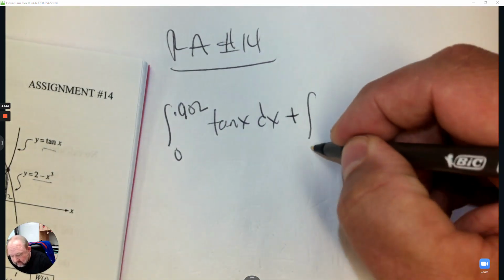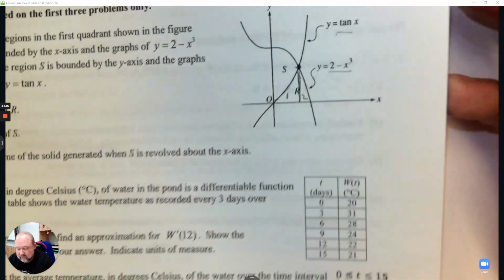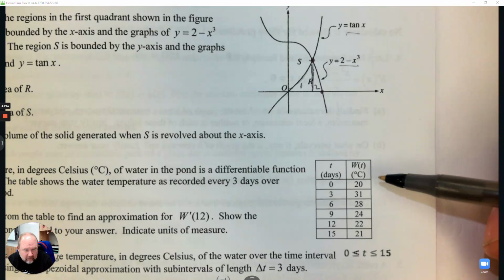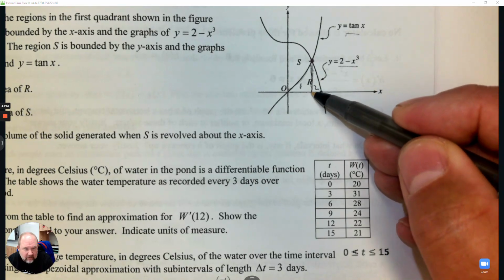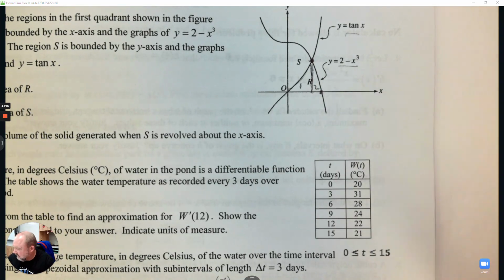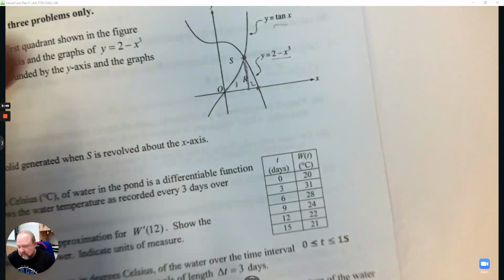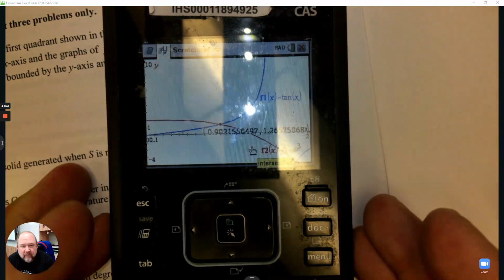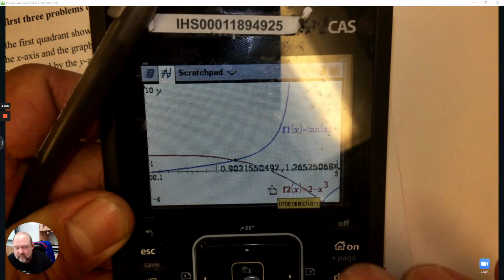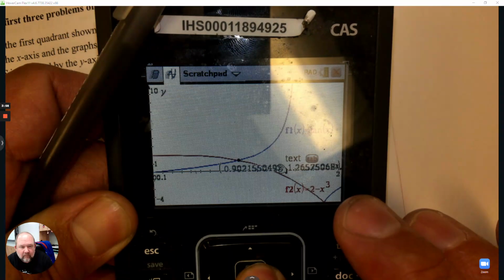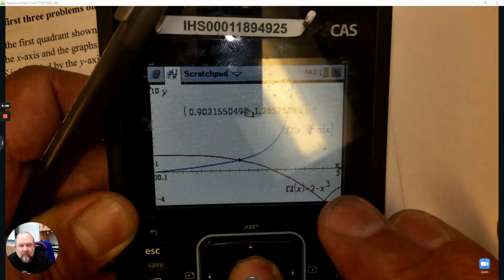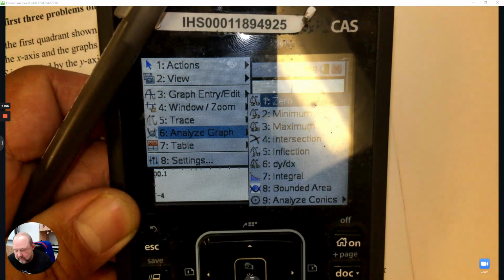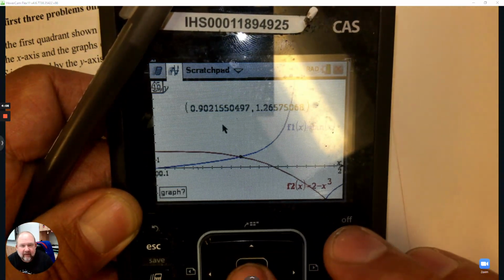And then the second integration goes from 0.902. And then I need to know this right here, from here to here. So I know that, but I don't know this one yet. So let's use our calculator. That's the 0. So let's see if I can use the graph and find the 0 there. So I'm going to move this one out of the way. Then I'm going to go menu, analyze, 0, and then again I'm going to see where that is.